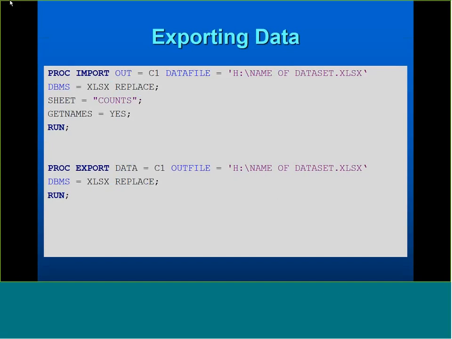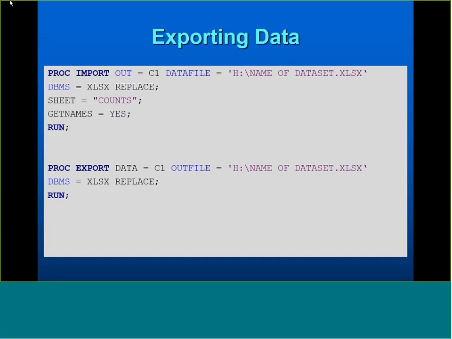You say proc import, and that tells SAS that you're going to now run this procedure called import. The output data set I want from this procedure is to equal C1. So I'm going to read in the data set from some external data source, and I want you to create a SAS data set called C1. The data file itself that I want to read in is then specified in quotes. So here it's just whatever the name of the data set is in an XLSX format.